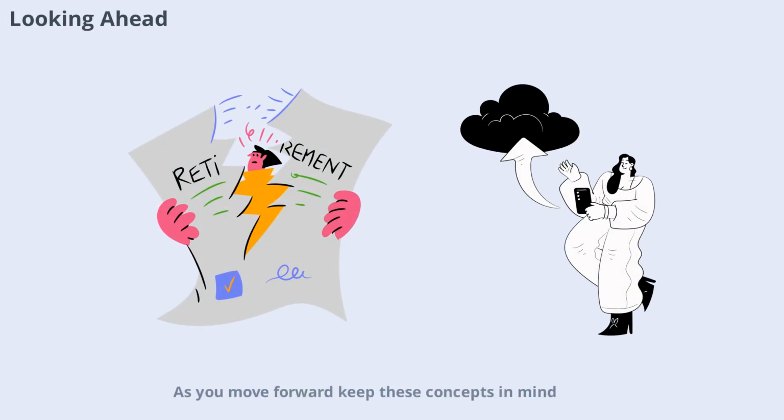As you move forward, keep these concepts in mind. They form the foundation for more advanced topics in economics, such as market demand, welfare analysis, and public policy. By mastering indifference curves and budget constraints, you're well equipped to tackle more complex economic questions in the future.